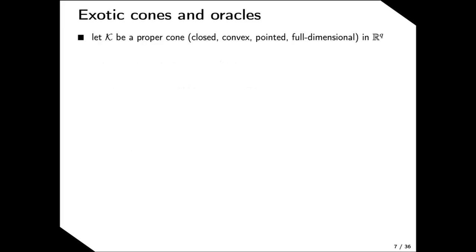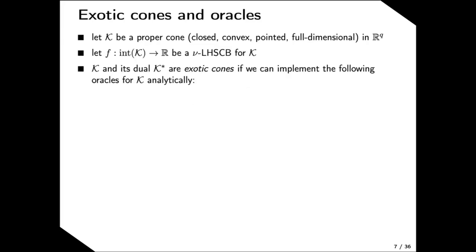Let K be a proper cone, meaning it's closed, convex, pointed, full dimensional. And we're going to say it's a subset of R^q, so it's a vector cone. This is without loss of generality. Let F be an LHSCB for K.